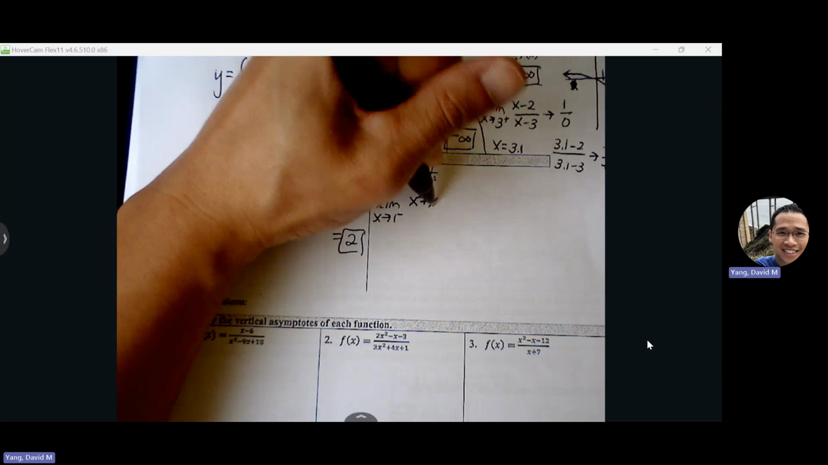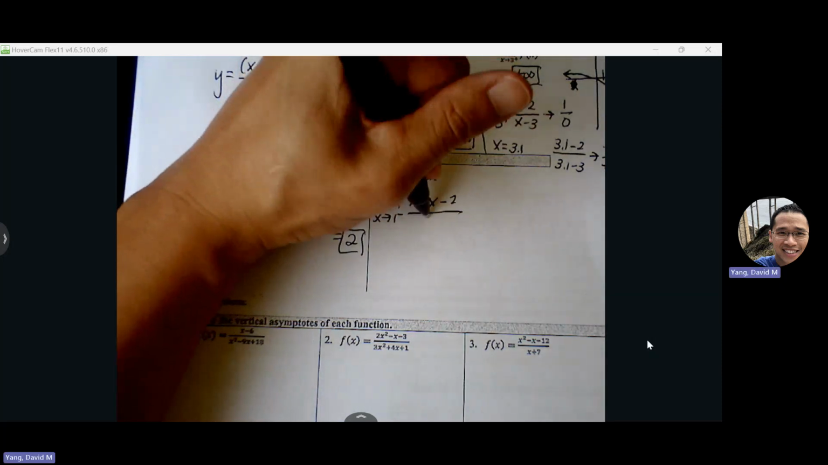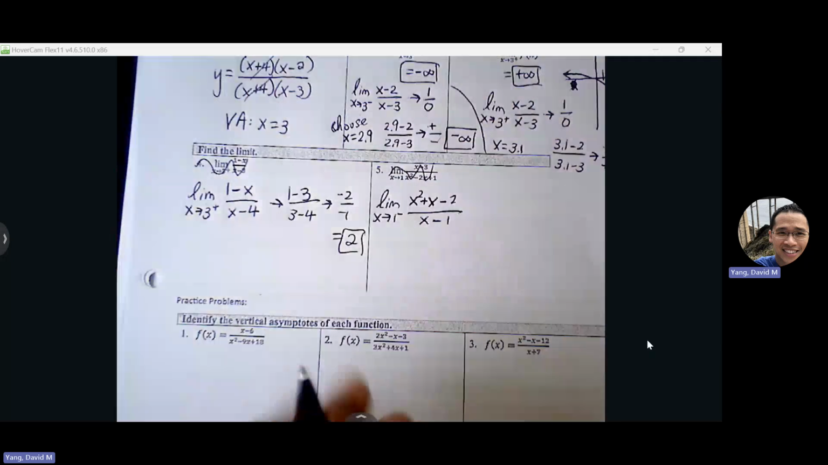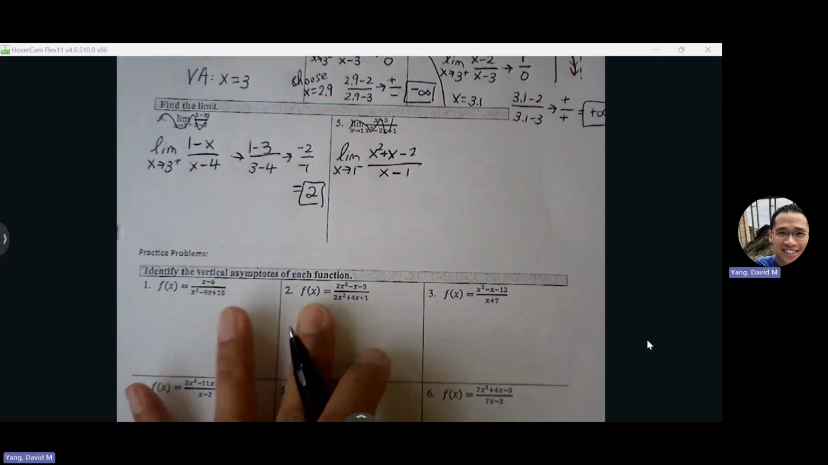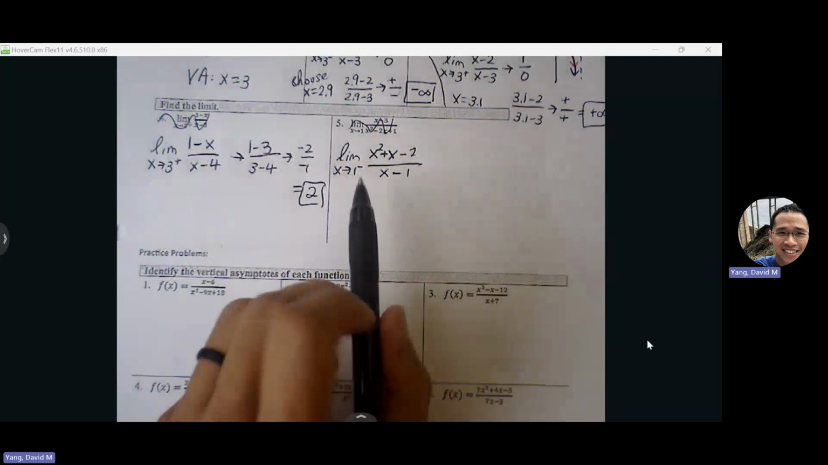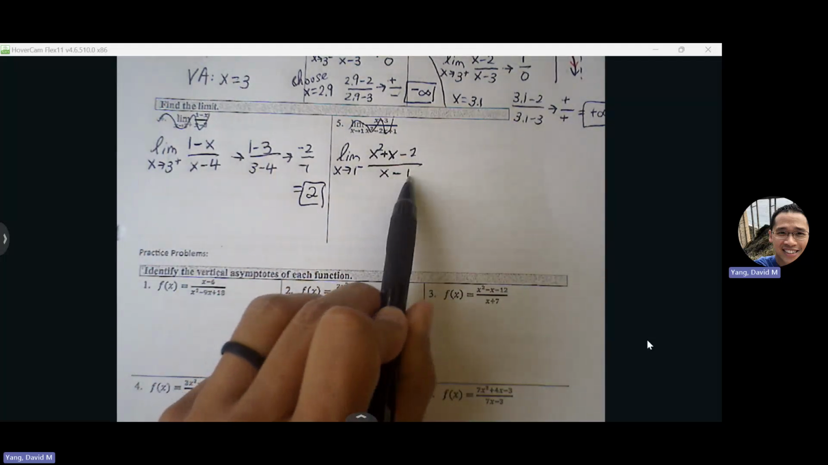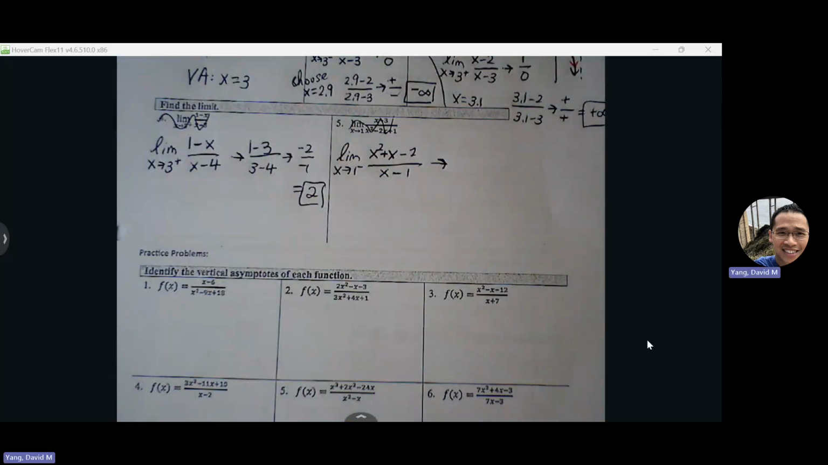Plus x minus 2, over x minus 1. Okay. Limit as x approaches, again, I'm changing these problems here. I want to show you different variations. Limit as x approaches 1 from the left side of 1, x squared plus x minus 2 over x minus 1. Okay, first things first, what do we do?